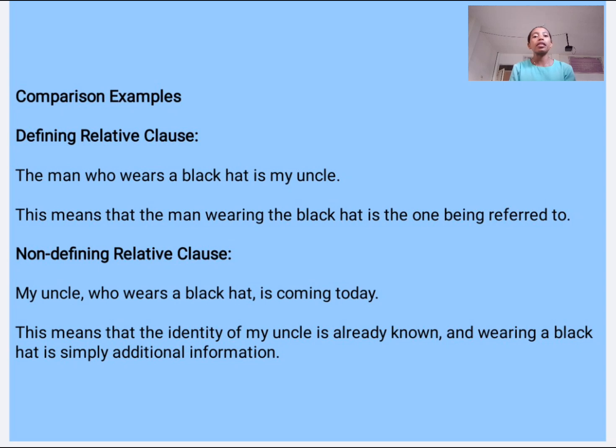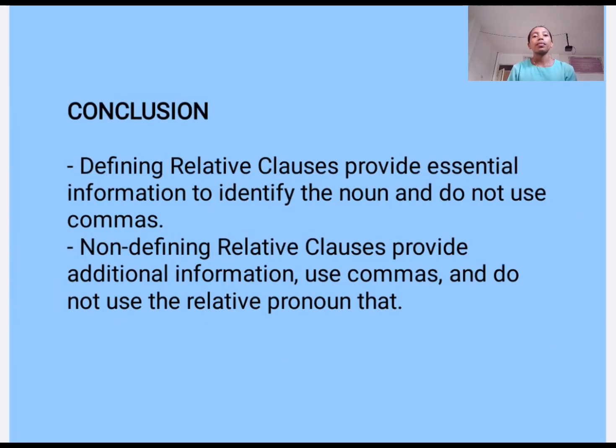Non-defining relative clause: my uncle, who wears a big hat, is coming today. That means that the identity of my uncle is already known, and wearing a big hat is simply additional information.